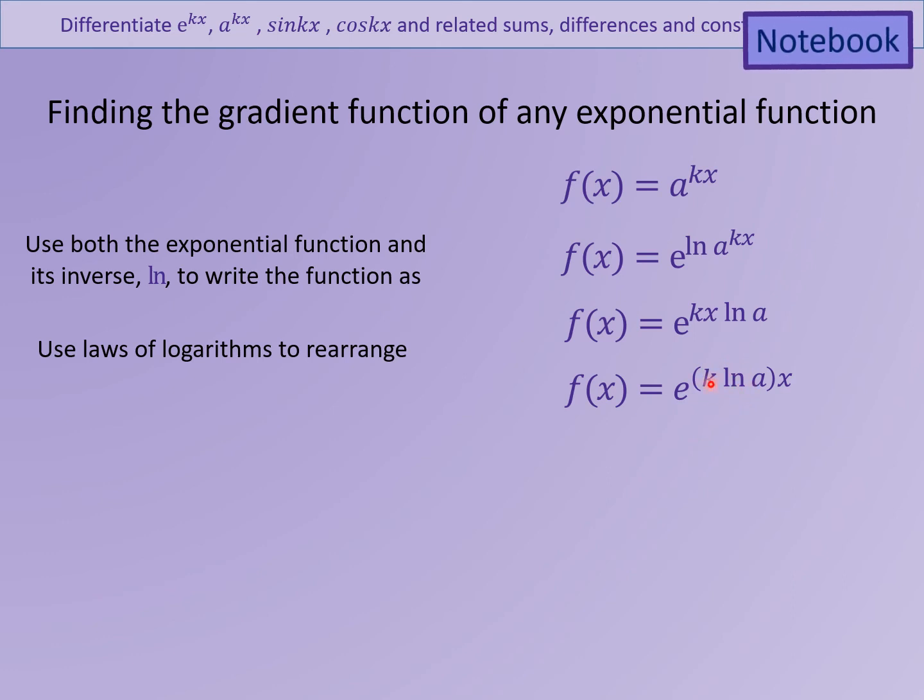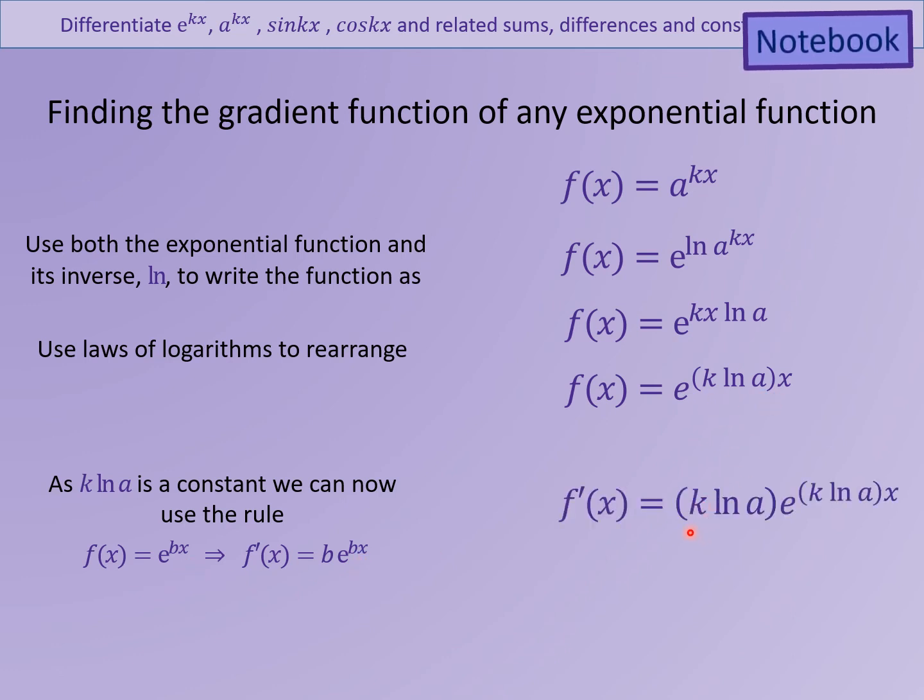And because it's just a constant, I can now differentiate it. Because the previous rule said e to the ax goes to a e to the ax, that's what I'm going to use. Okay, so k ln a is a constant. I'm going to use this rule here, just using the b value to show the difference. If I differentiate e to the bx, it goes to b e to the bx. Now in this case, my b value is k ln a. So the k ln a can come to the front, e to the k ln a x just there.